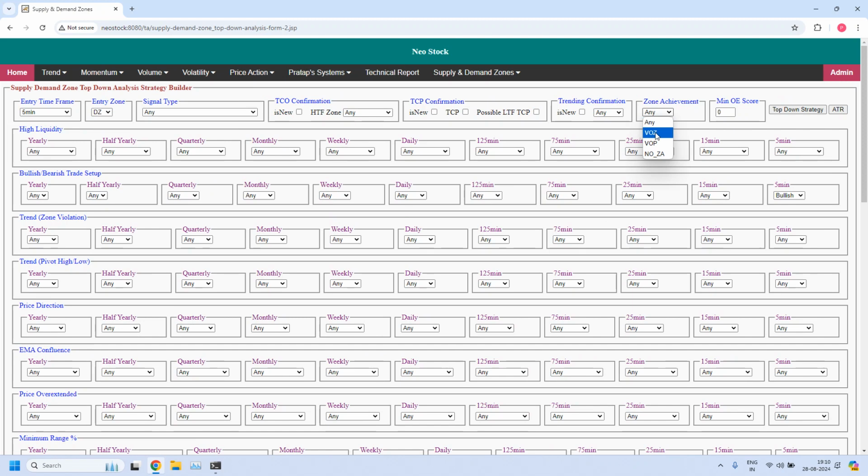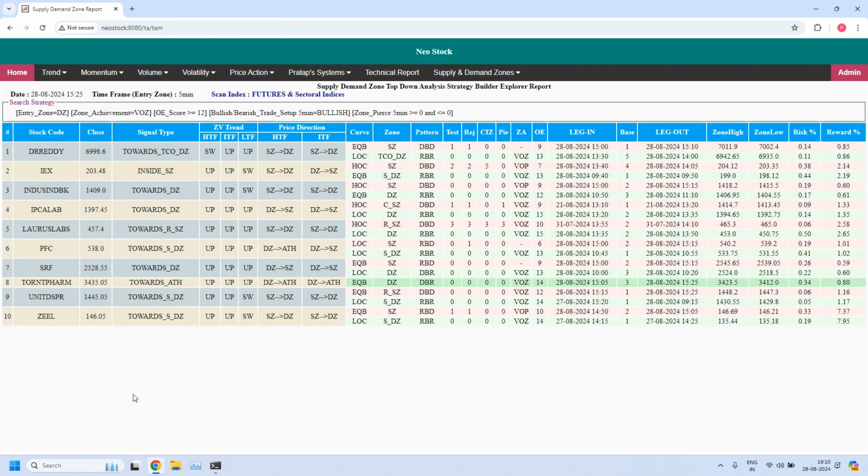Zone confluence is violated, opposing zone. Minimum odd enhancer score is 12. All the 3 filters are applied to 5 minutes demand zone. Let's filter. So 10 stocks are filtered. And these 10 stocks are currently supporting bullish trade setup for hourly income trade. Now let's verify out of these 10 stocks, how many are having ITF confluence, that is 5 minutes and 15 minutes zone demand zone confluence.